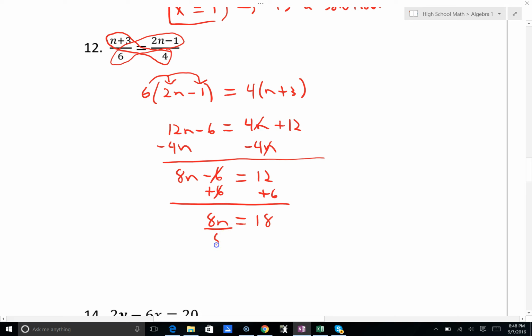Dividing both sides by the coefficient 8. It's 8 times n. We undo with the inverse operation, division. 8 divides 8 to leave n. 18 divided by 8, that will reduce to a 9 over 4. And the decimal equivalent for that is 2.25. We could substitute that in and verify that it is indeed a solution.